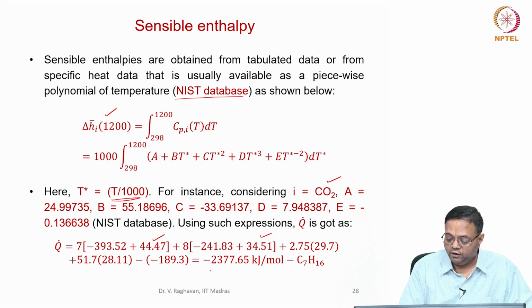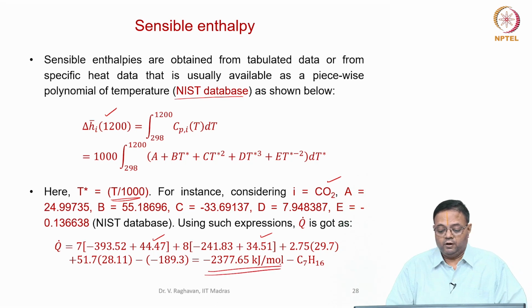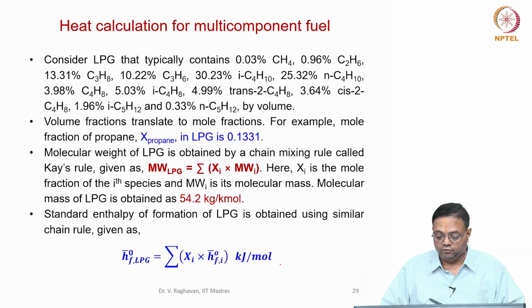And calculate this. Now, you get the heat of reaction as minus 2377.65 kilojoule per mole of C7H16. But this is not connected with the standard heat. Okay, please understand that.